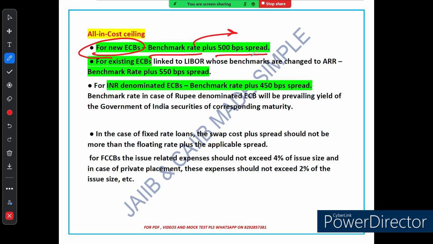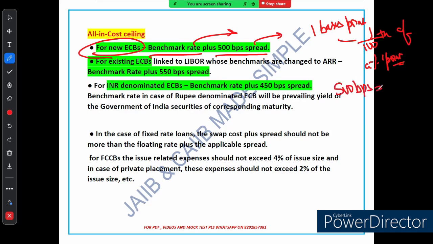Now, if you are wondering what is this BPS, let me explain. 1 basis point is 1 by 100th of a percentage point. So 500 BPS means what? 500 BPS means the cost can be 5% higher than the benchmark rate.